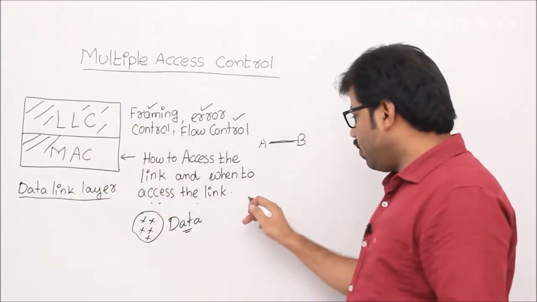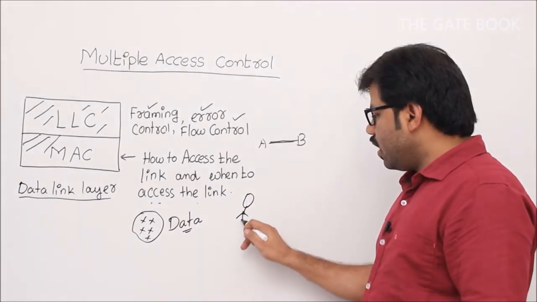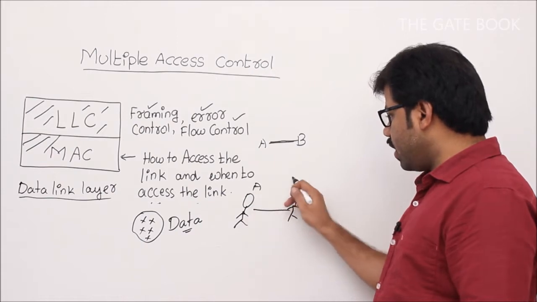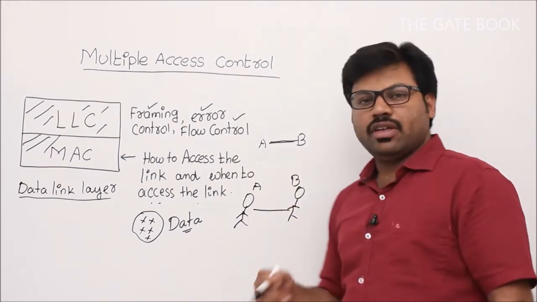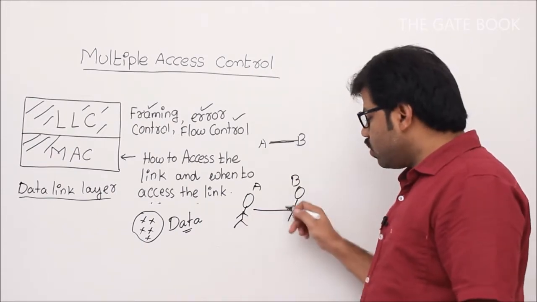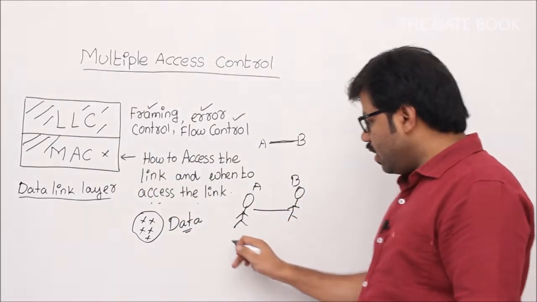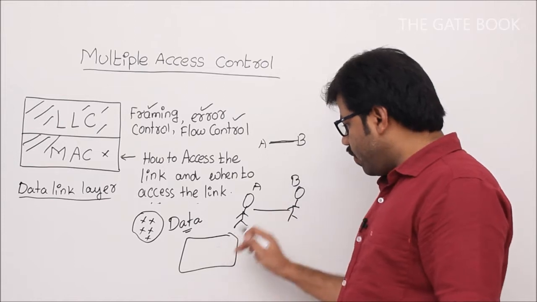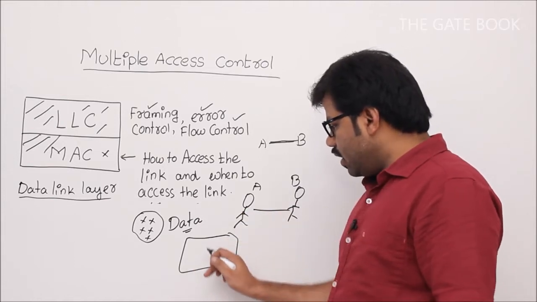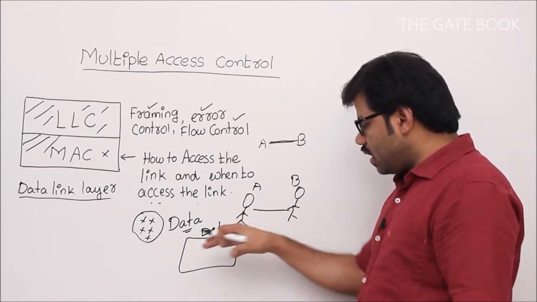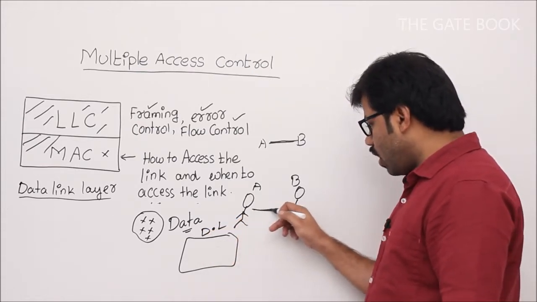Now I can say one thing. For example, let's say there is a connection like this, a point to point connection between two computers A, B. Then there is no shared medium. Then when there is no shared medium, this MAC layer is unnecessary, correct? So I can say that if this is your data link layer for these two computers, what will be the structure of the data link layer when there is no common medium?